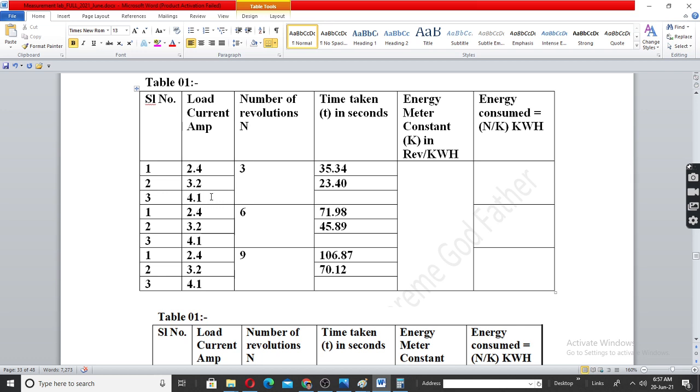So for 4.1 amperes, you will get lesser time, say 18 seconds. Again, here you will get double, so 36 point something. Here you will get triple, 54, say 55.96. So this completes the readings.